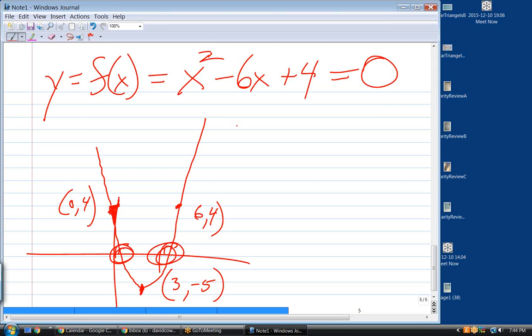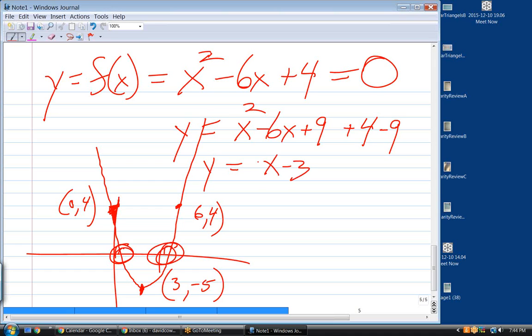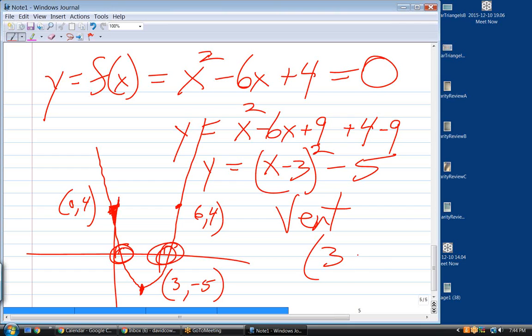Okay, well, let's complete the square. We got x squared minus 6x plus half of 6 squared plus 4, and I just added 9, so I got to subtract 9. Okay? So far, so good. In other words, this thing is equal to y. Haven't changed it, right? Now I can write y is equal to x minus 3 quantity squared minus 5. My vertex has to be 3 comma minus 5.